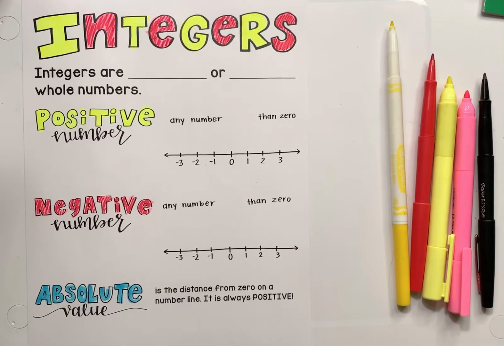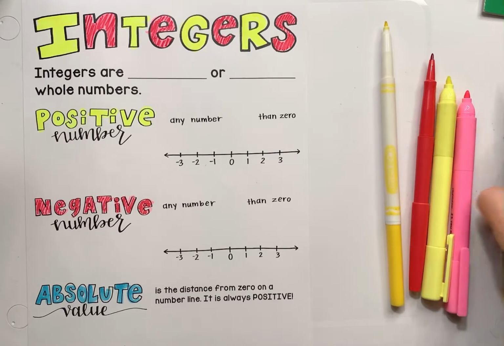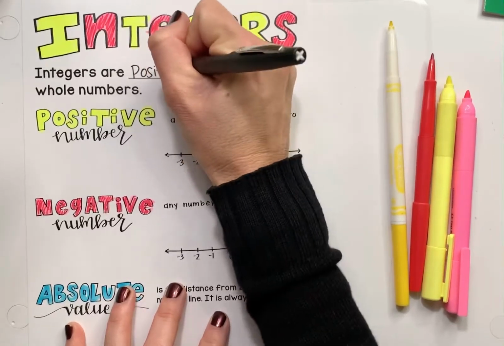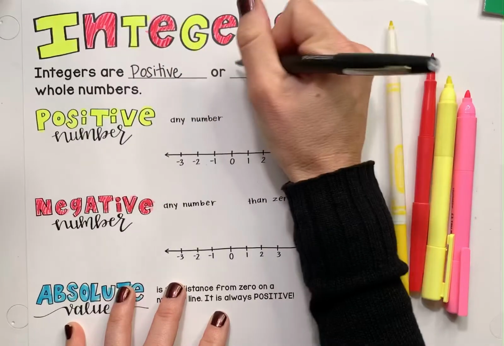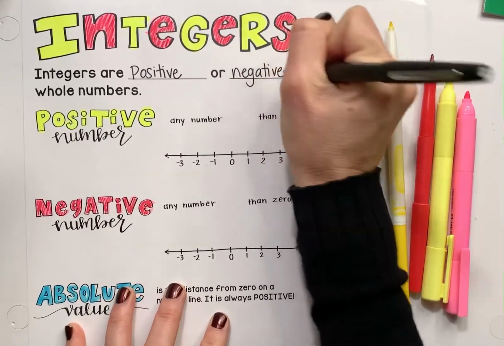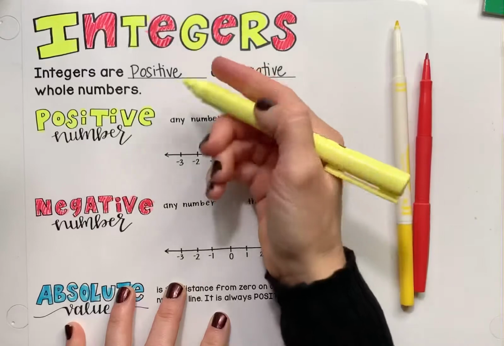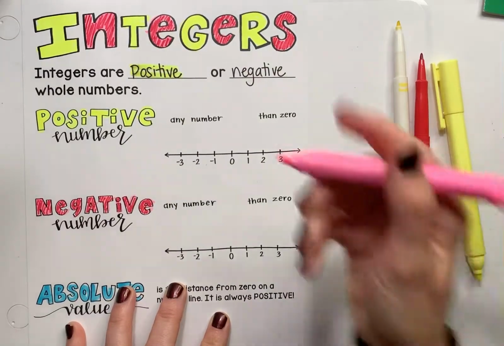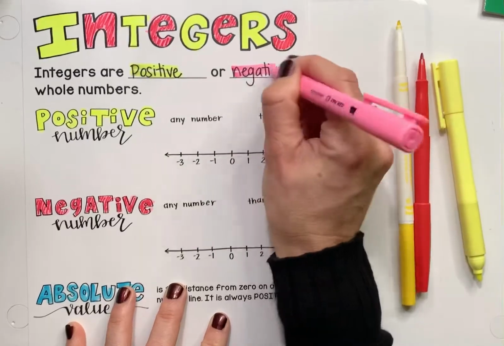In this video, we are going to be exploring integers. Now, integers are positive or negative whole numbers. Positive or negative whole numbers. And we often use some manipulatives to model integers.